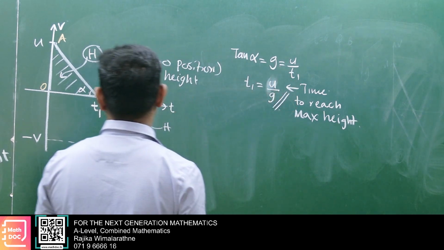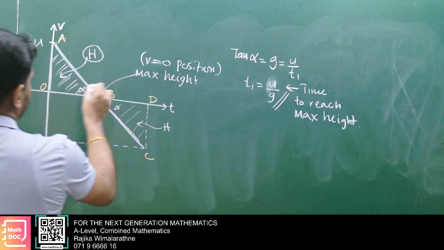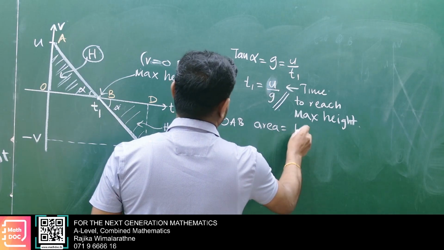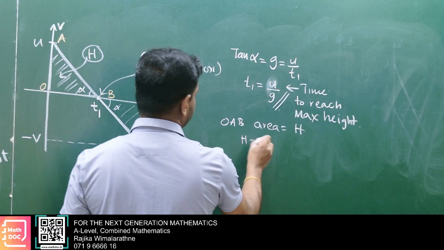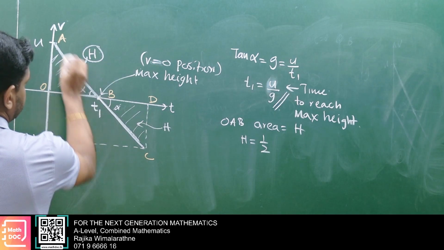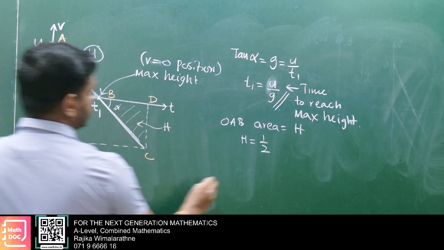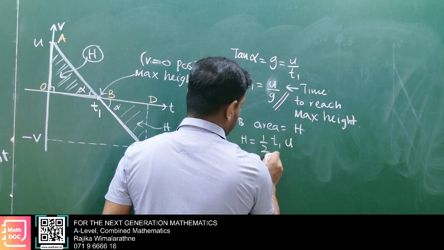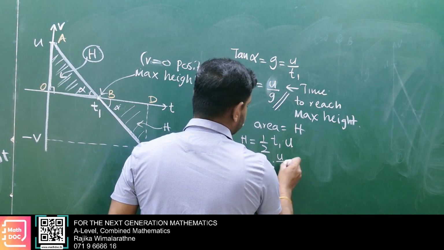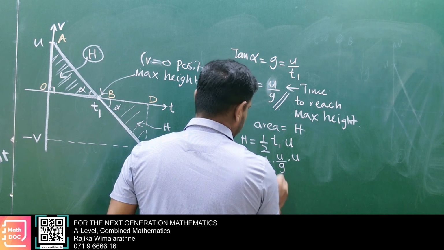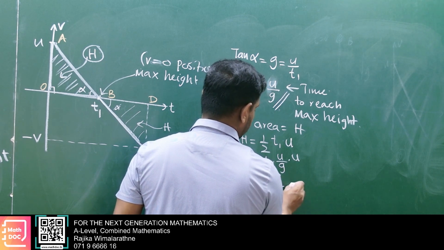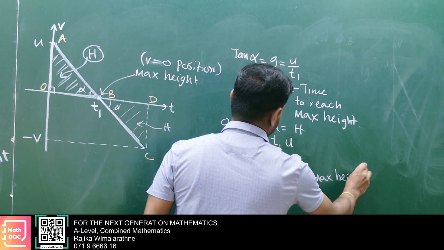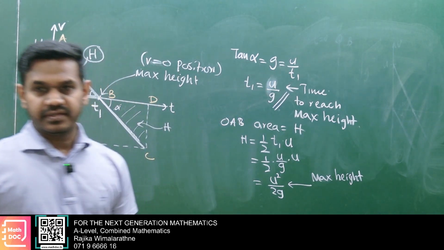Then here shaded area OAB area, that is maximum height. Then H equal, here this area of the triangle, half times T1 times u. 1 over 2, T1 mean u over g, u. Then u square divided by 2g, here we call maximum height.